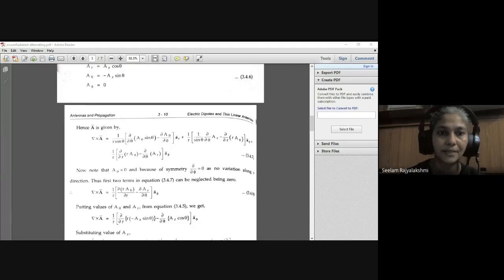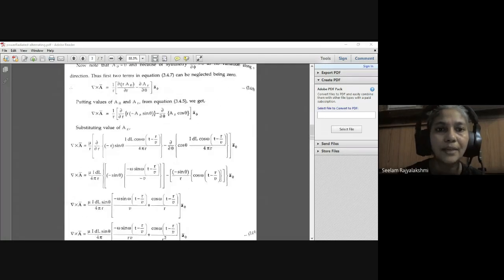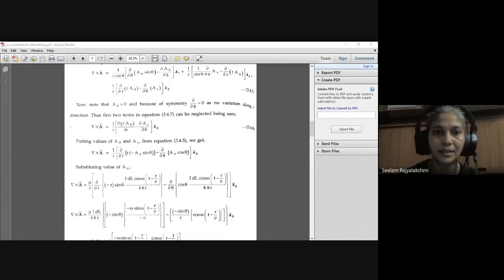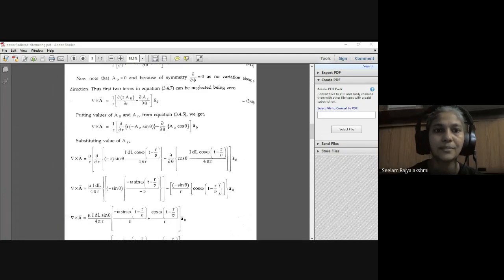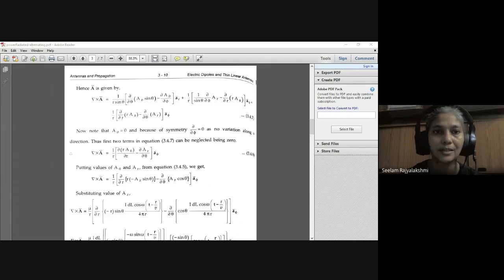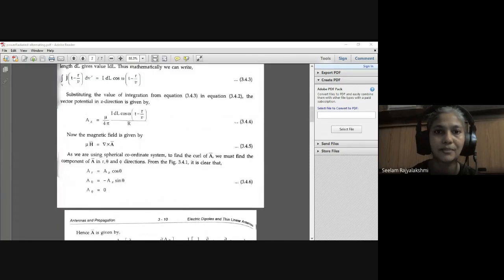So del cross A equals to 1 by r [∂/∂r (r A theta) minus ∂/∂theta A r] into a phi. Putting the values of A theta and A r from the equation we already have, by substituting A theta and A r, we are left with del cross A equals to 1 by r [∂/∂r (r times minus Az sin theta) minus ∂/∂theta (Az cos theta)] into a phi. So substituting the value of Az, we already have the Az value in equation number 4.